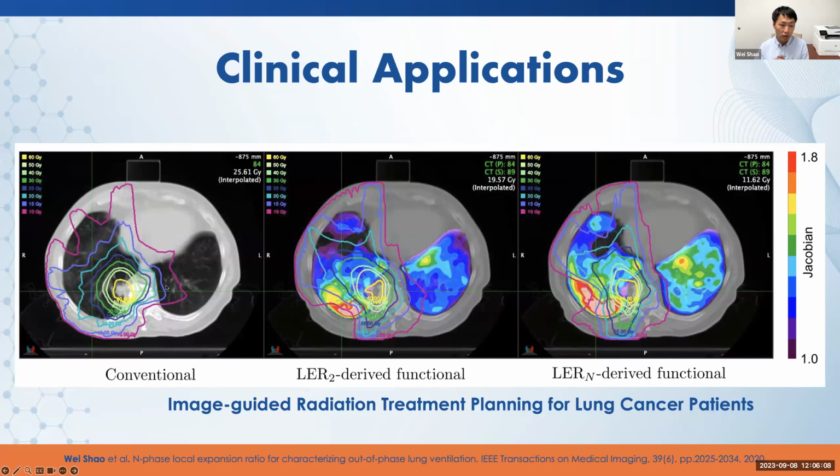Here I'm showing a conventional treatment planning dose distribution. Those outlines correspond to different levels of dose. The pink one is lower dose, but the yellow one corresponds to the highest dose. This is where the tumor is. Conventionally, we don't use this kind of motion information for treatment planning. What it does is just give a higher dose to the cancer and try to minimize dose to the other lung and the critical organs like the heart.